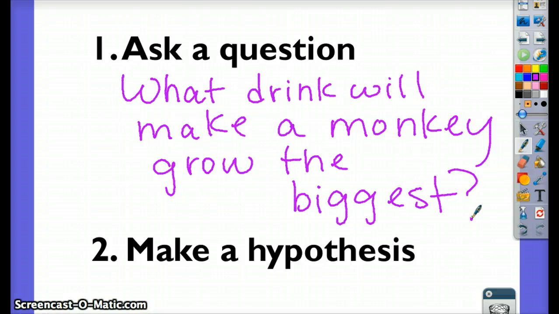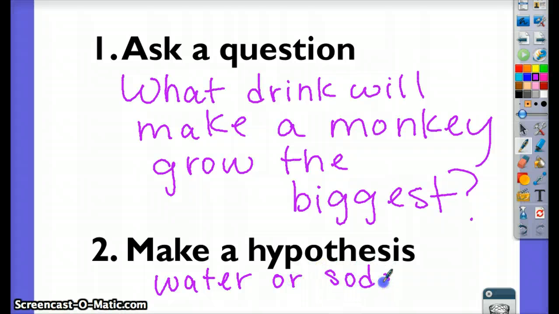The second thing you will do is to make a hypothesis. So you're going to see which monkey will make them look the biggest. It's either going to be the answer of water or soda. Okay, so you could either put this down as your answer or this down as your answer.